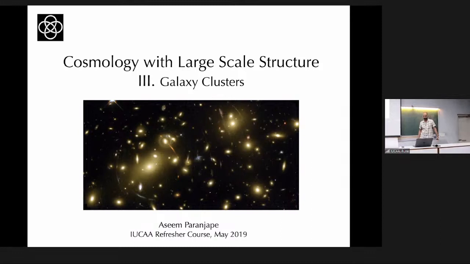Aseem, there is a question online. Yes, go ahead. When the universe was small, all the regions could interact with each other, but as the universe expanded, not all the regions were in contact with each other and evolved independently. Is such a scenario possible? If yes, how much does it contribute to the inhomogeneity of the universe?